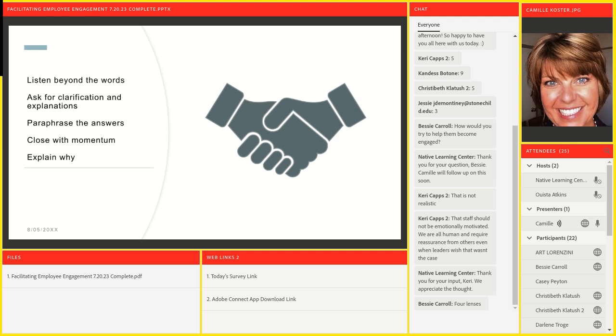The next one is closing with momentum. So every conversation that we're having with staff, every conversation we're having with our teams, we're ensuring that we're closing with excitement, or we're closing with that forward movement and telling them what the next steps are. So we're mapping out the next steps for them and the next steps for us. And that goes back to that initial number one of ensuring that everybody knows expectations.